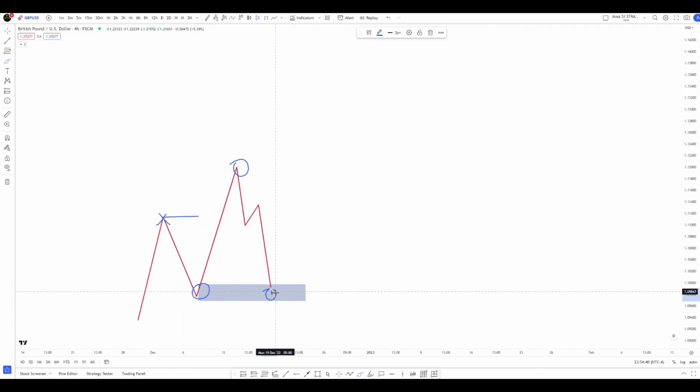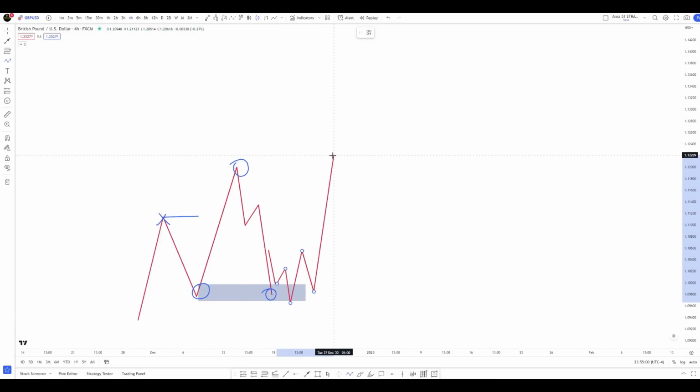Some of them are going to wait for the price to create some type of confirmation. So when the price comes back over here, it creates a confirmation on the lower time frame, and then they wait for the change of character, and then they wait for the lower time frame demand zone, and they're going to buy again.